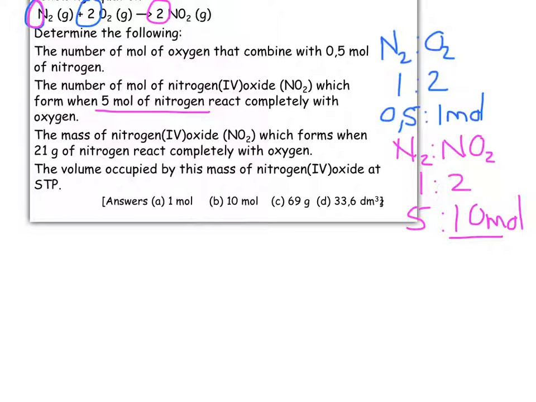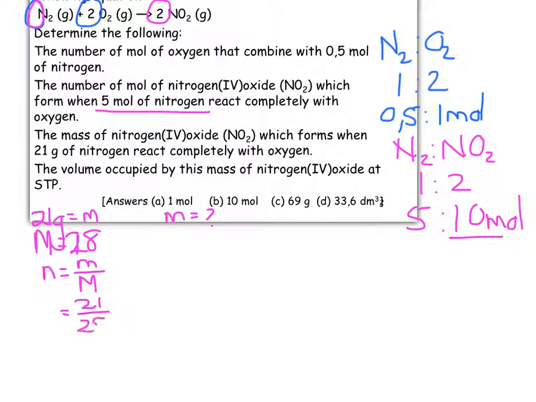Next question, what is the mass of nitrogen dioxide? So I'm just going to come underneath this equation and I'm looking for mass of nitrogen dioxide, which forms when 21 grams of nitrogen react. The minute I've got a mass, I look for the molar mass. Molar mass is going to be nitrogen, which is 14 plus 14, and that's 28. Number of moles, mass over molar mass, is equal to 21 divided by 28, and that gives me 0,75 moles. I now need to establish a mole ratio between nitrogen and nitrogen dioxide.